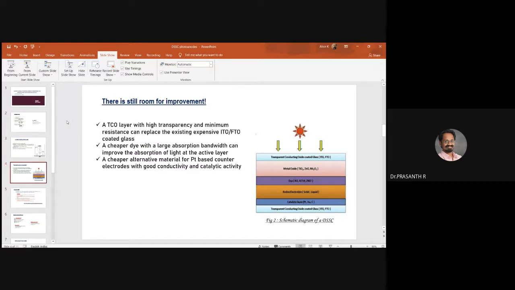Each component of DSSC attracts widespread interest due to the fact that there is still room for improvement in the efficiency. It could be by bringing down the cost with the use of cheaper alternatives. A transparent conducting oxide layer with high transparency and minimum resistance can replace the existing expensive indium tin oxide and fluorine doped tin oxide coated glasses. A cheaper dye with large absorption bandwidth can improve the absorption of light at the active layer. An electrolyte that can provide higher open circuit voltage and the required stability.